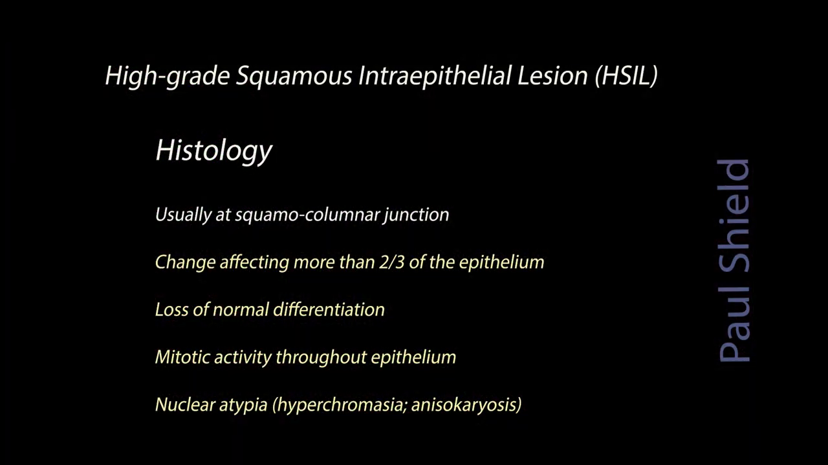So in summary, high SIL usually occurs at that squamo-columnar junction, and it's basically an area of dysplastic metaplasia. It is a change that affects two-thirds to the full thickness of the epithelium, which pretty much that one was. It shows a loss of normal differentiation as the cells grow up through that epithelium. It shows mitotic activity no longer just confined to the basal layers, but actually all the way up through the epithelium. And it shows obvious cytologic atypia, so that would be hyperchromasia of nuclei, variation in size and shape of the nuclei.